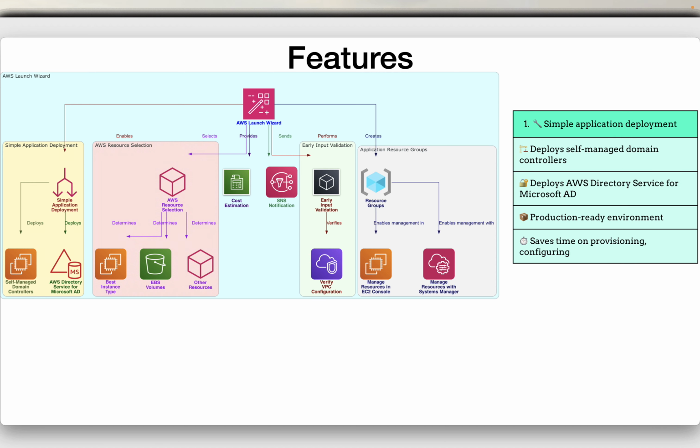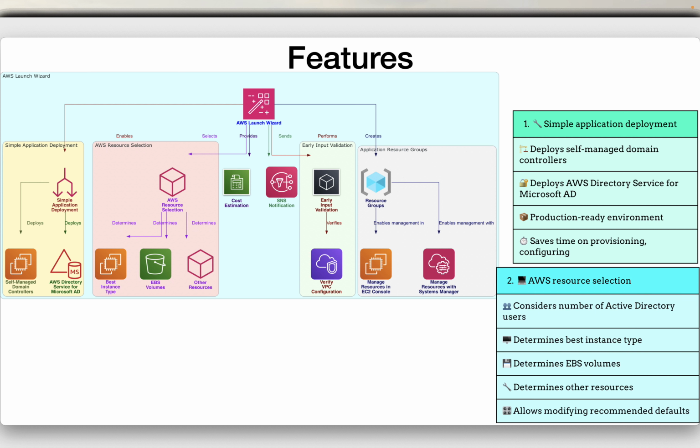Simple application deployment. AWS Launch Wizard makes it efficient for you to deploy self-managed domain controllers and AWS Directory Service for Microsoft AD. When you enter the domain controller requirements, AWS Launch Wizard deploys the necessary AWS resources for a production-ready environment. The second important feature is AWS resource selection.